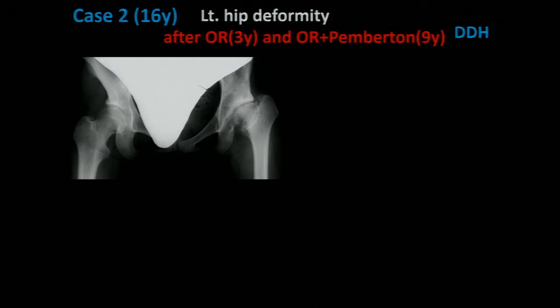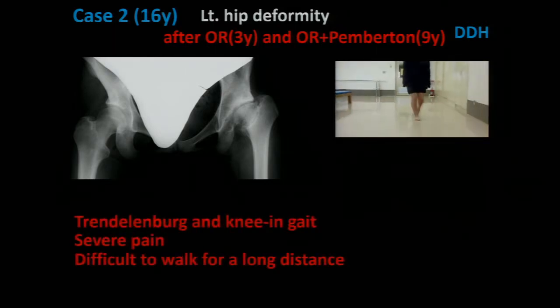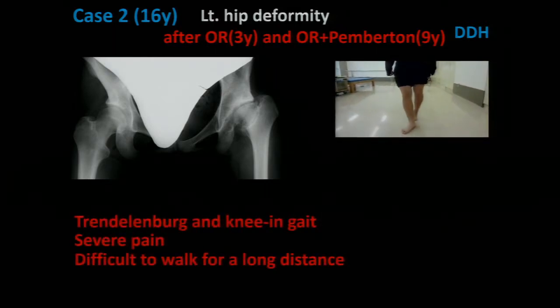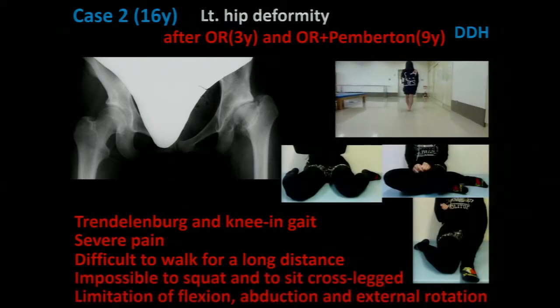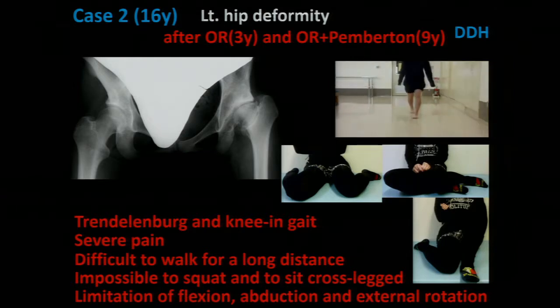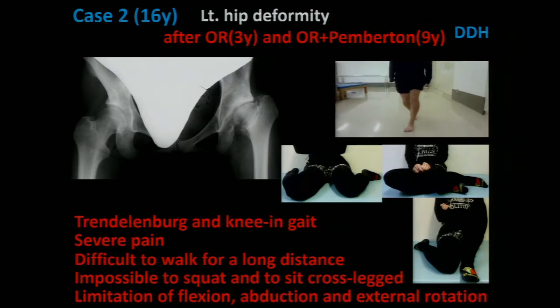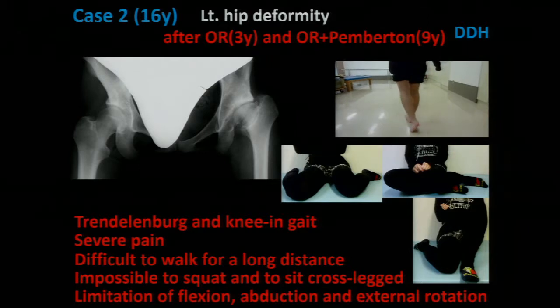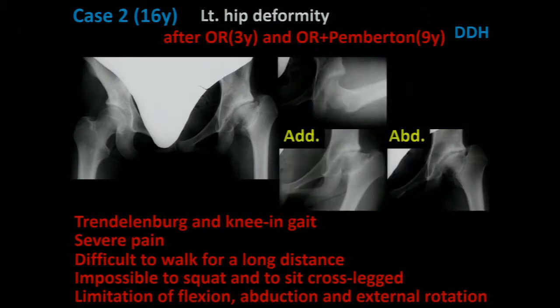The next patient had left hip deformity after open reduction and Pemberton osteotomy at 3 years and 9 months. As you can see, there is knee-in gait, triangular gait, and severe pain. She couldn't walk a long distance. As you can see, it is impossible to squat and to sit cross-legged. There is limitation of flexion, abduction, and external rotation. As you can see in this slide, this patient can't abduct.